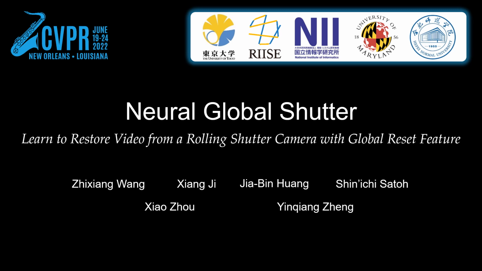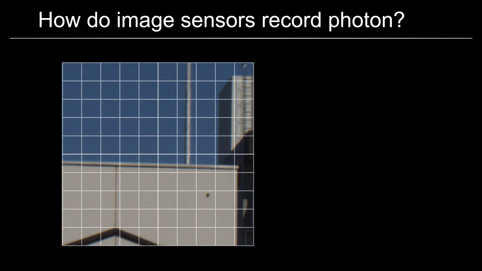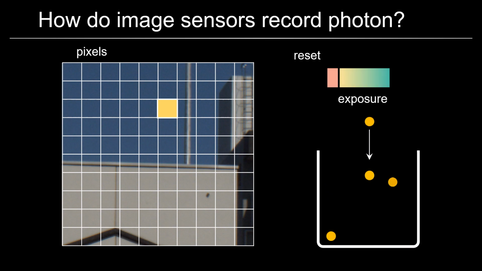Neural global shutter. We restore distortion-free videos from a rolling shutter camera by connecting its global reset feature and deep learning. Image sensor is an essential component of converting photons into digital signals. It comprises millions of spatially distributed photodiodes, namely pixels, performing photoelectric conversion and charge accumulation when photons arrive. Every pixel acts reset, exposure and readout sequentially.